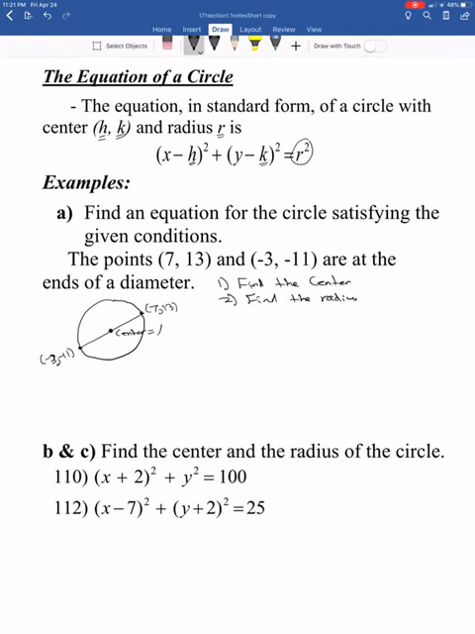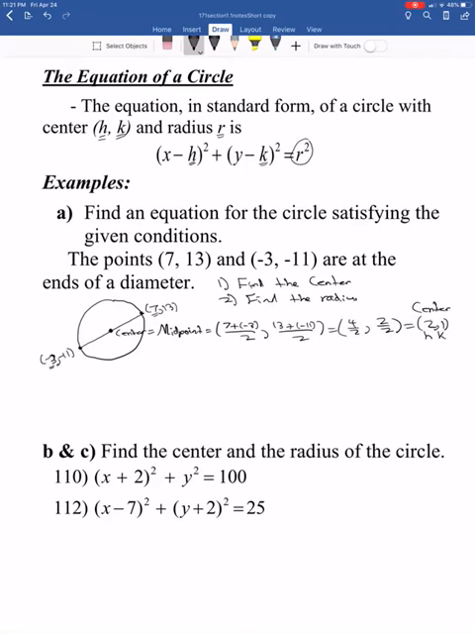So the center comes from the midpoint. To find the midpoint, we just find an average. So add up the x-coordinates, 7 plus -3, divided by 2. And then 13 plus -11, divided by 2. We simplify that down: we get 4 over 2 and 2 over 2, which simplifies to 2 and 1. And there's your center point. There are your values of H and K. There's the center of the circle.